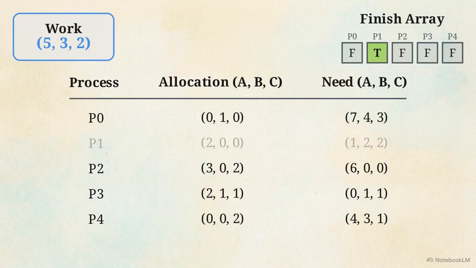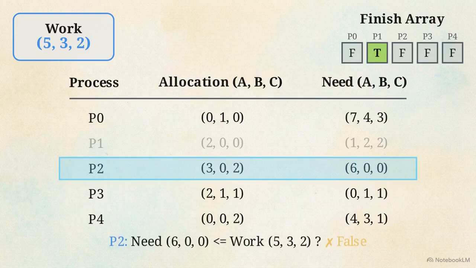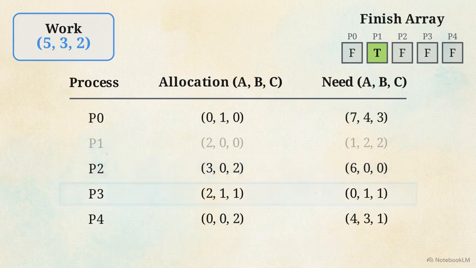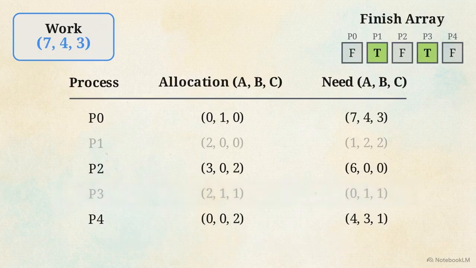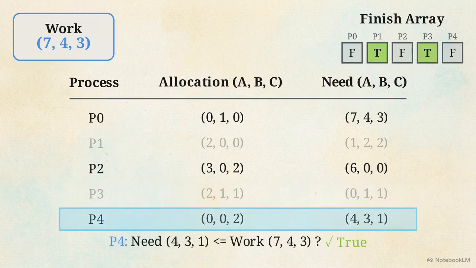This is the core logic of the algorithm. As each process completes in the simulation, its resources return to the work pool, increasing the total available for the remaining processes in the queue. Process 2 requires 6 units of A, exceeding our work pool. We skip it. Process 3's need of 011 is satisfied. It finishes and adds its allocation of 211 to the pool, bringing work to 743. Process 4 also passes. It releases its resources, and the work pool grows to 7, 4, and 5.